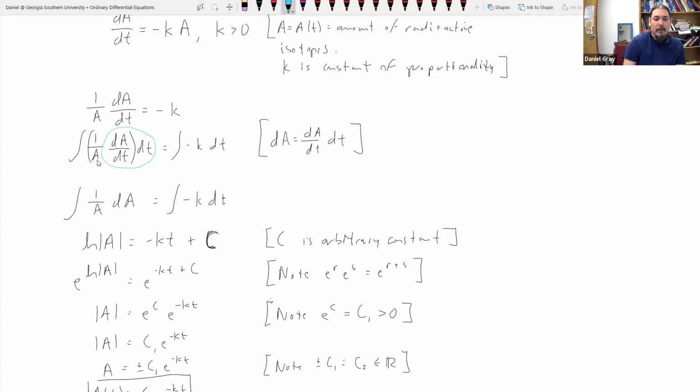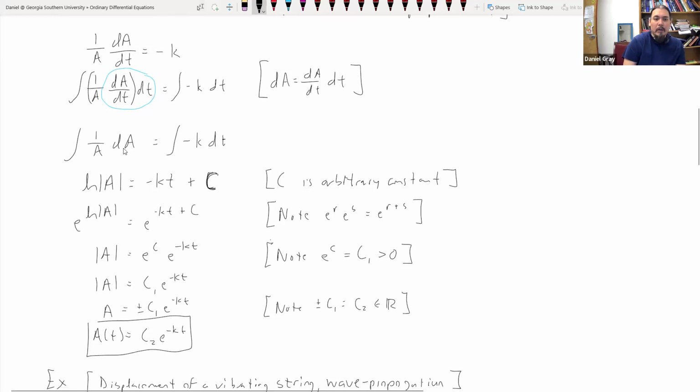And so that's how I get the integral of 1 over A dA is equal to the integral of negative k dt, which looks kind of weird because on the left-hand side, I'm integrating with respect to capital A, and on the right-hand side, I'm integrating with respect to t. I assure you this works just fine. You have to remember that A is a function of t, so really we still have functions of t going on the left and the right.